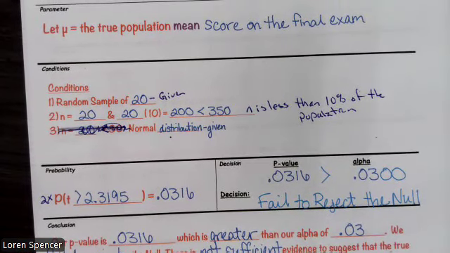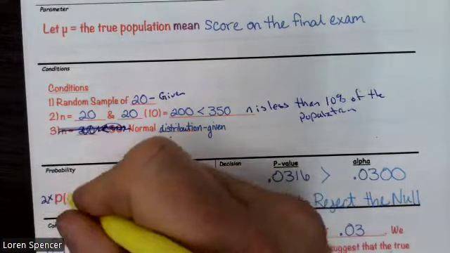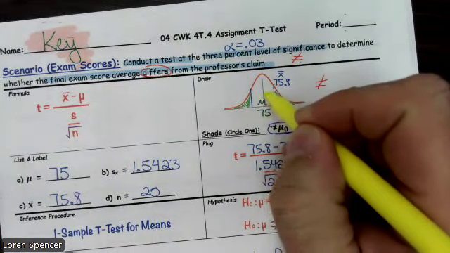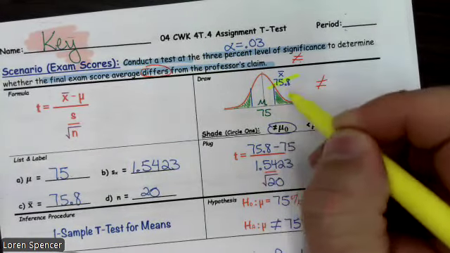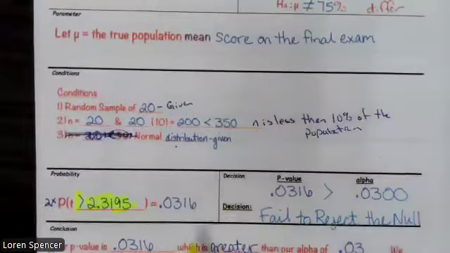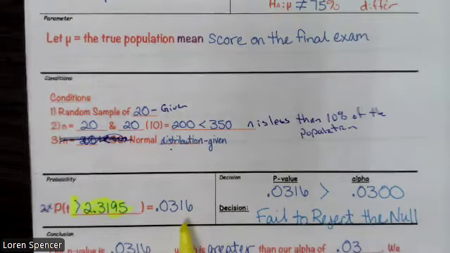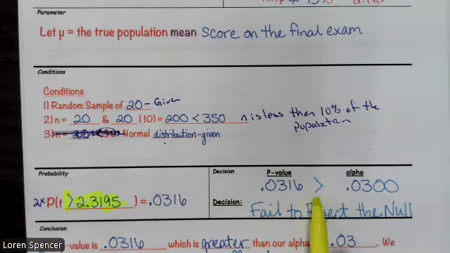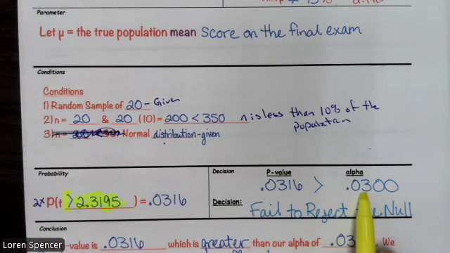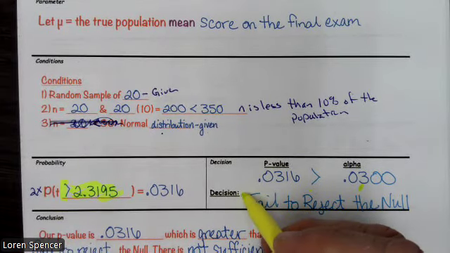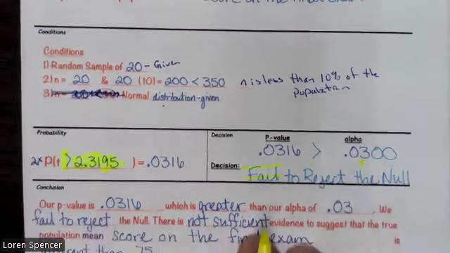Now the question is, why is it greater? First off, if the t statistic is positive, use a greater than. The other thing is, we were above the mean. If we're above the mean, use a greater than. And we ended up getting a p-value of 0.0316, and 0.0316 is greater than our alpha 0.03, so our decision is to fail to reject.